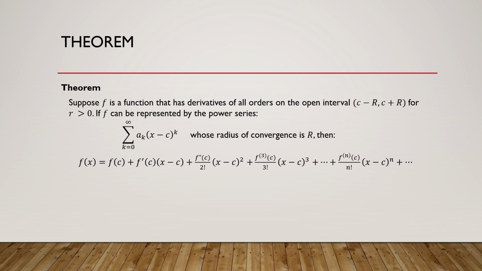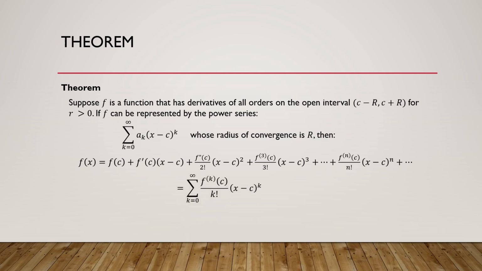Please note that the first term, f of c, omits an x minus c because it is taken to the 0 power, equaling 1, and also omits the denominator 0 factorial because it too is equal to 1. Likewise, the second term omits the denominator 1 factorial because it equals 1.